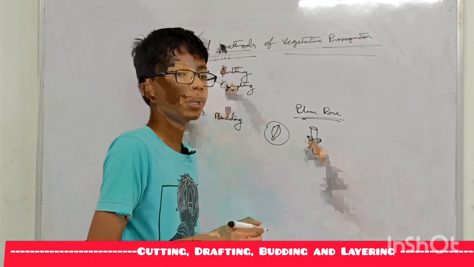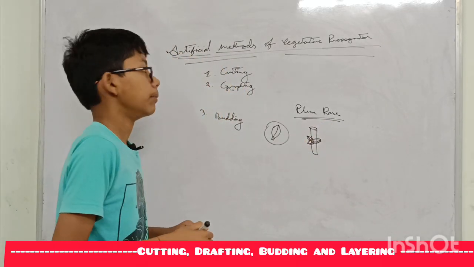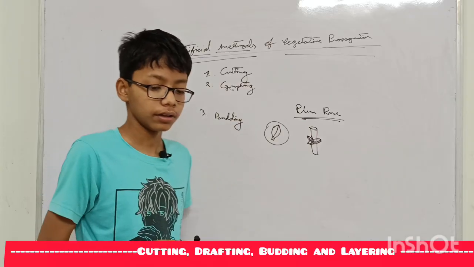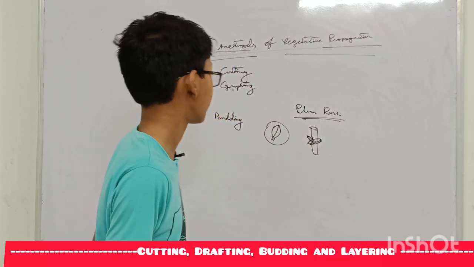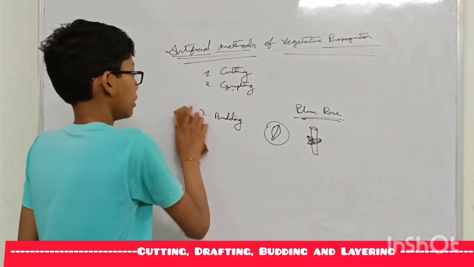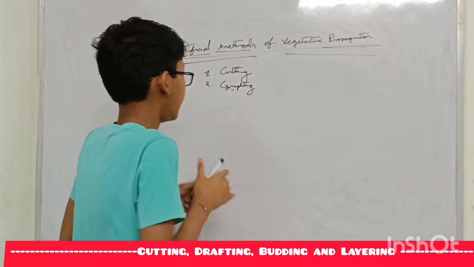Okay, so rose is a common plant used in artificial methods of vegetative propagation. Yes, rose is a common one. So the process is pretty simple. So that is 3, budding.